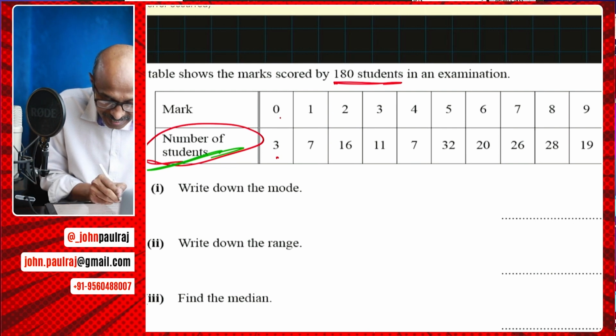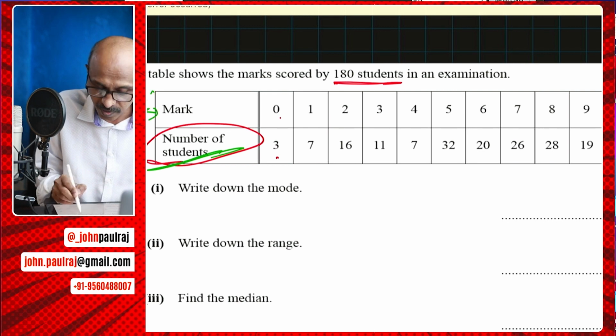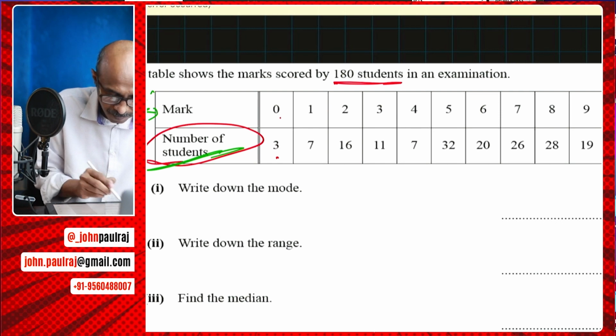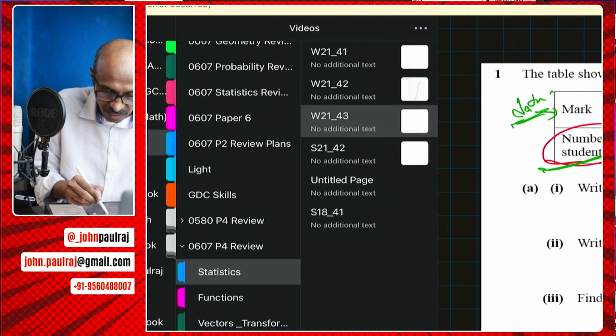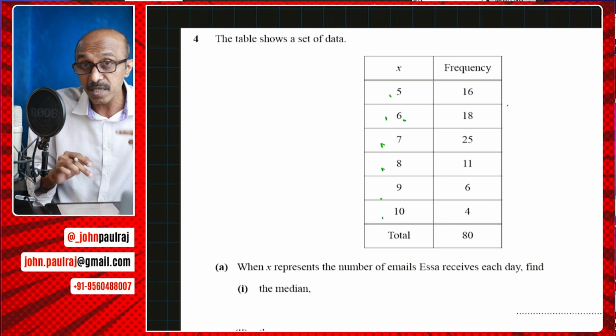So that's the mark. That's the data. And as I said, this is ungrouped, and this is the frequency. So there are 2 types of questions, as I just highlighted. Sometimes it's ungrouped and sometimes it's grouped.